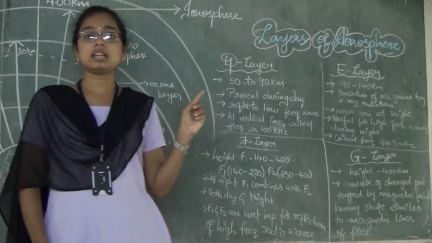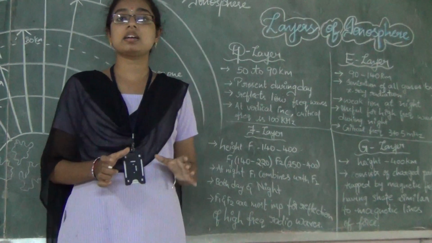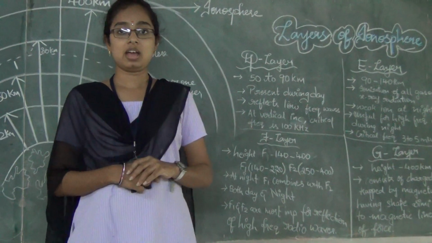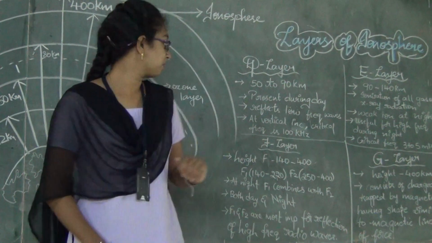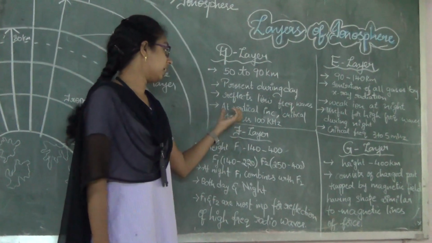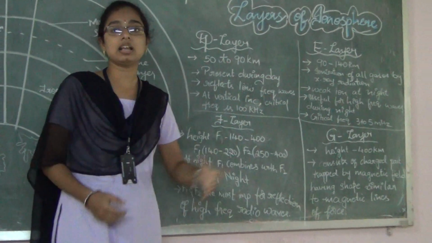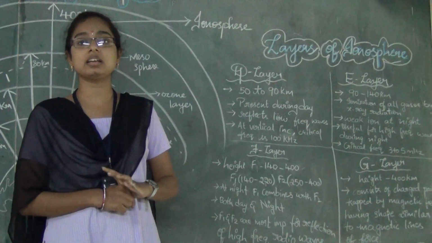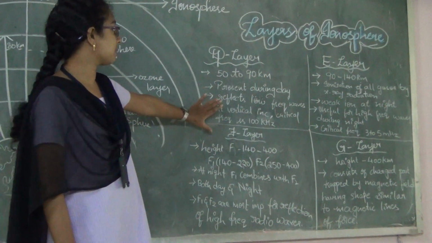And this layer has a disadvantage. This layer is present only during the day and it is absent at night. It reflects low frequency waves. At vertical incidence, the critical frequency is nearly 100 kHz. And this is about the D layer.